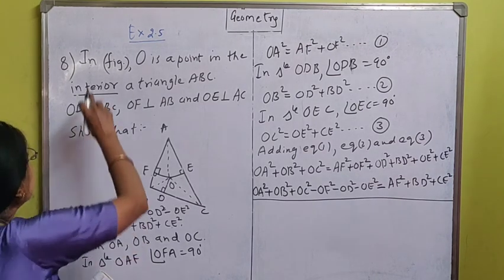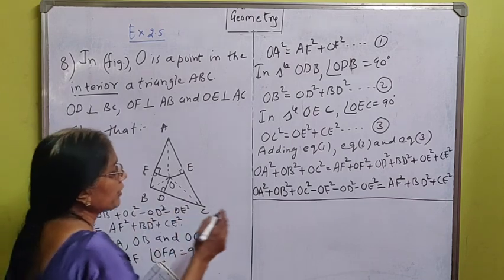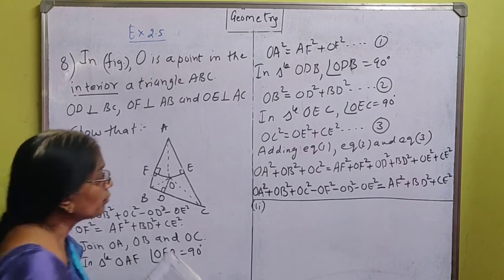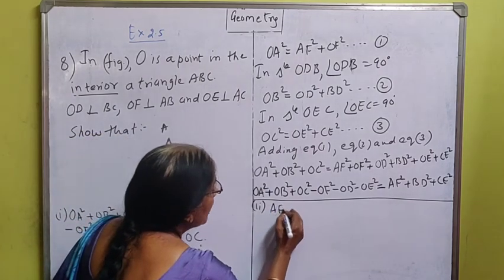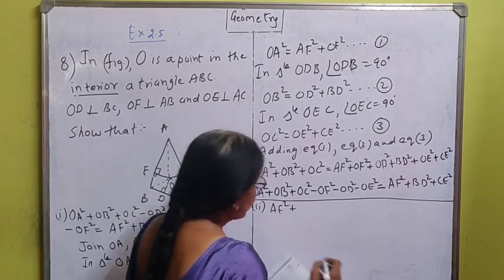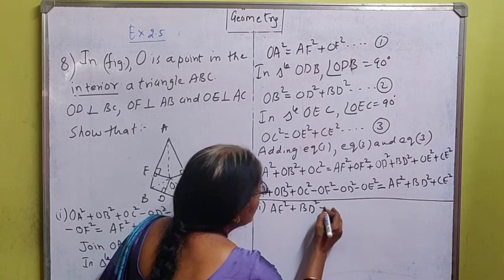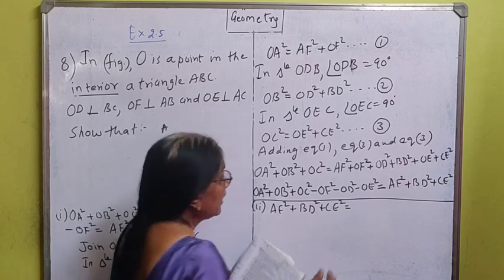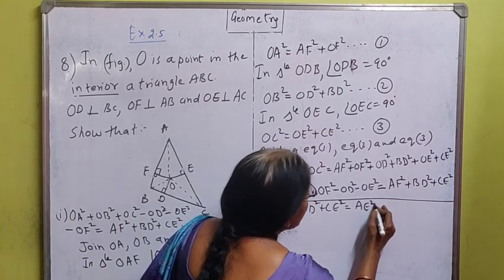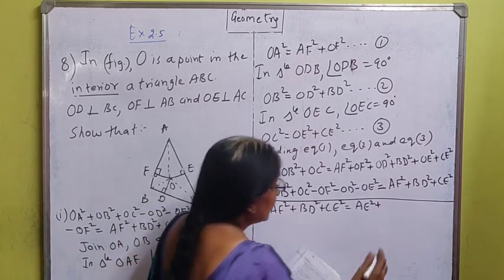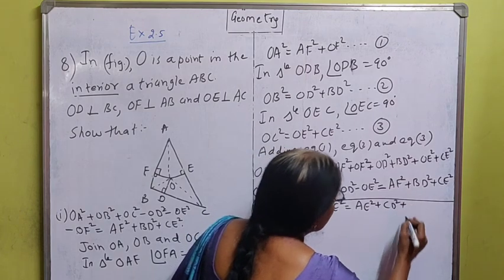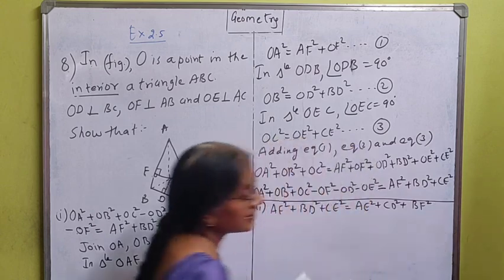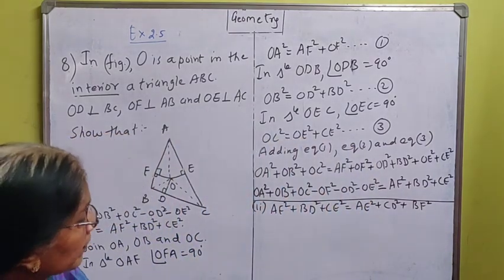So we proved in 8th one the first sum that he has given. The second one also he has given us to prove. What has he given to prove in the second one? That AF square plus BD square plus CE square is equal to AE square plus CD square plus BF square. He has given this to prove.